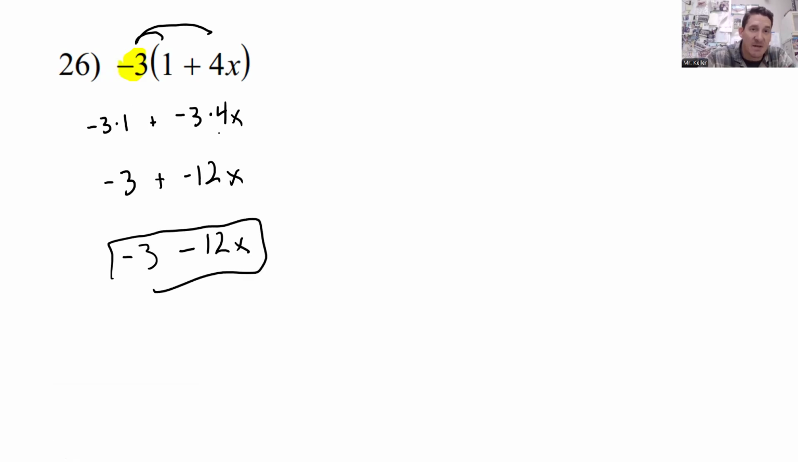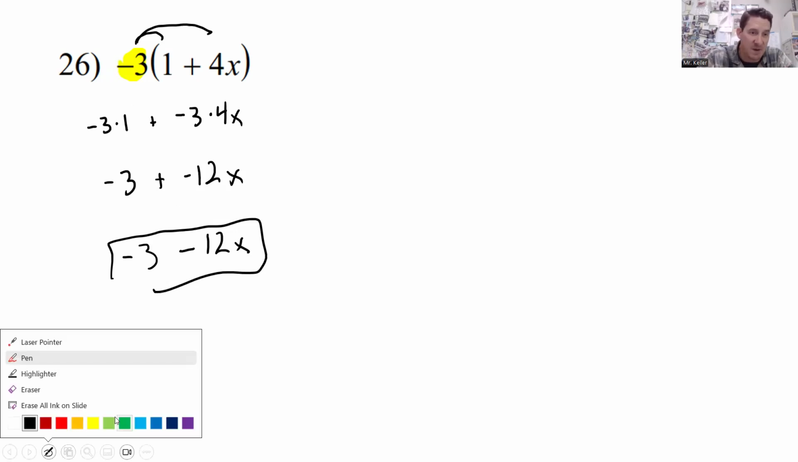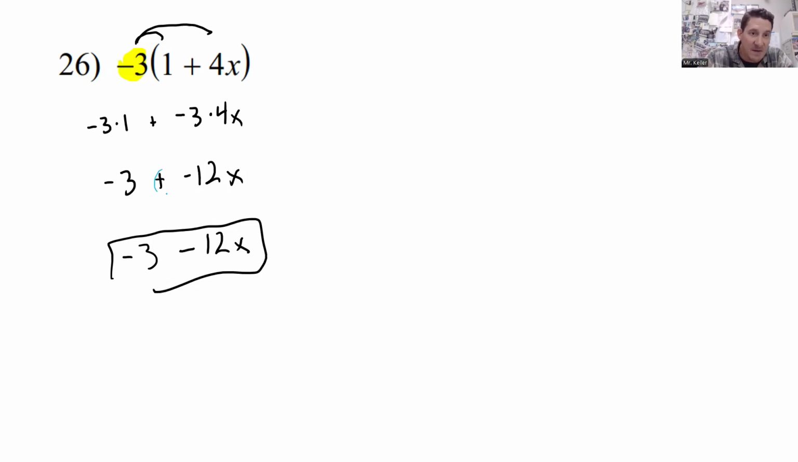All right. A lot of these steps you can just do in your head. Go straight down through. Just make sure you're keeping track of the negative. Let me highlight that a little bit. This plus and minus is the same thing as just negative. So it's negative 3 minus 12x.